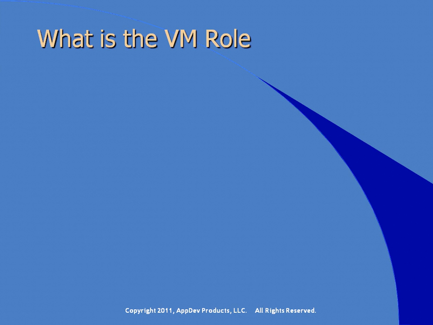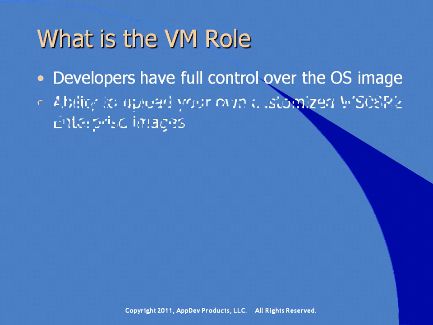So let's take a look at the final role type, which is the VM role. A VM role lets you run an image of a Windows Server 2008 R2 virtual image in Azure. The virtual hard drive is created on-premise using a Windows Server machine. Then that image is uploaded to Windows Azure.